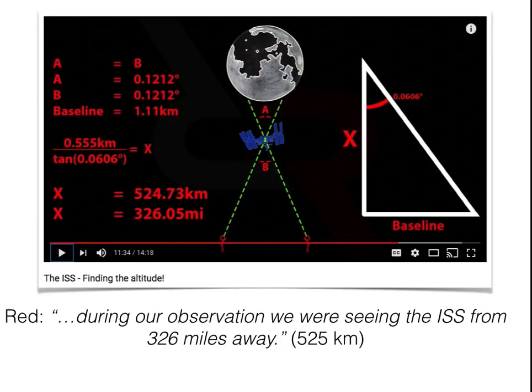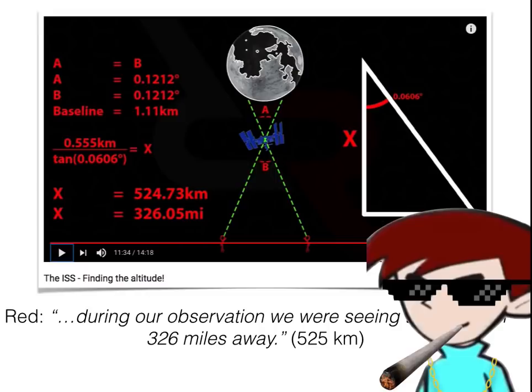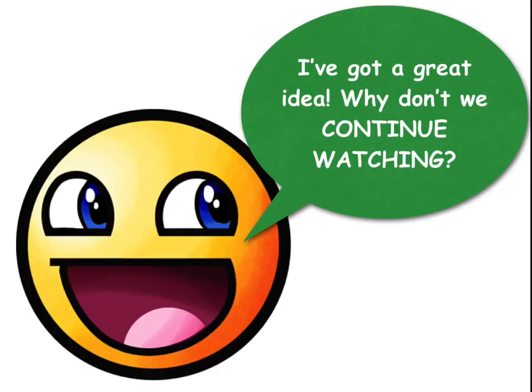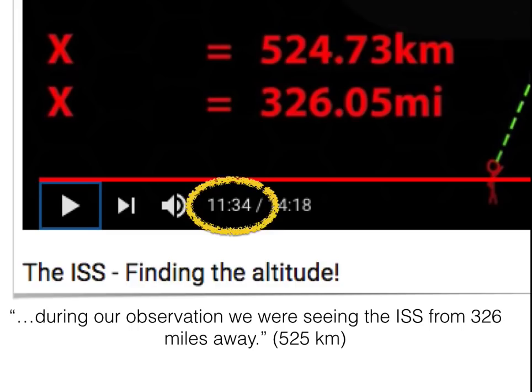Well, let's go to Red's video. What did he show? If you take a look, he says, during our observation, we were seeing the ISS from 326 miles away. If you do the conversion, that works out to be about 525 kilometers. So, Dr. Zack, it looks like you got this one as well. But again, why don't we actually do a crazy thing, and that's continue watching Red's video. So that was at 11 minutes 34 seconds.